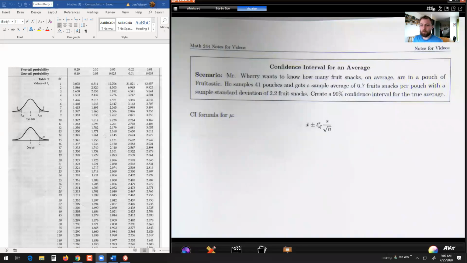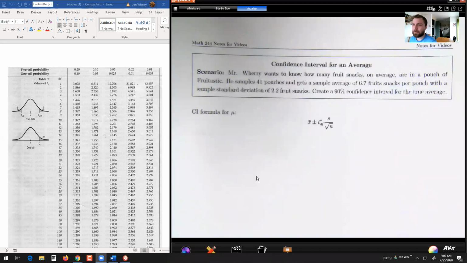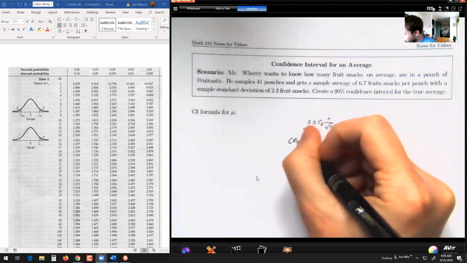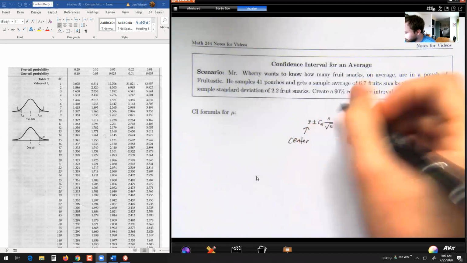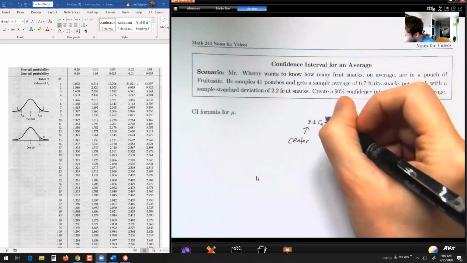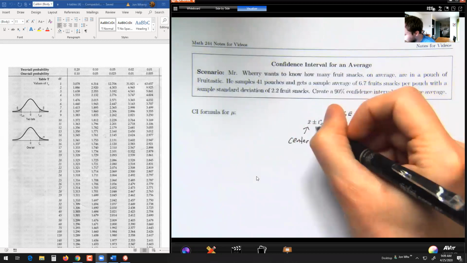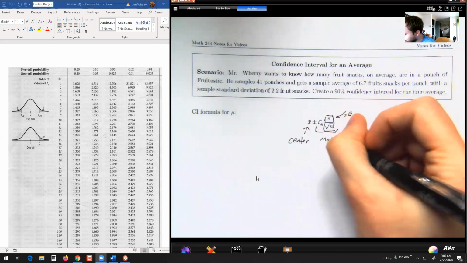This is a video for creating a confidence interval for a sample average. This is called a t-interval. The formula is x bar, this is my center, plus or minus my critical value, times s over the square root of n piece. This is my standard error, and the entire amount that I'm adding is the margin of error.